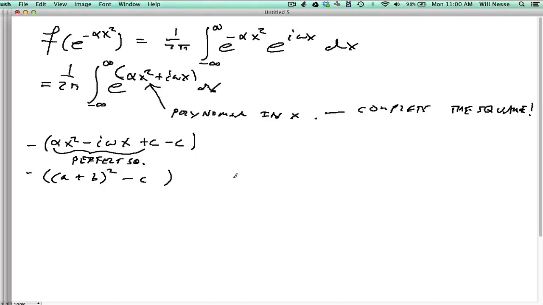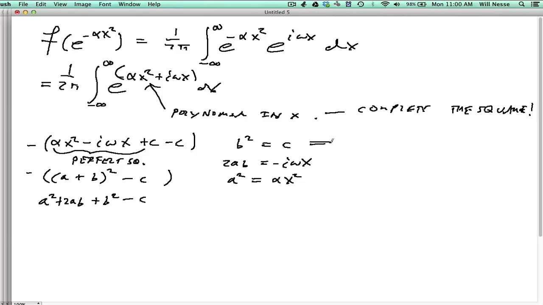Now I'm going to put that negative sign on the outside of the whole thing. So let's write this out. Let's FOIL this out. This is a squared plus 2ab plus b squared minus c. And that means that b squared is actually going to be c, all right? And 2ab is going to equal negative i omega x, right? And then a squared is going to be equal to alpha x squared.